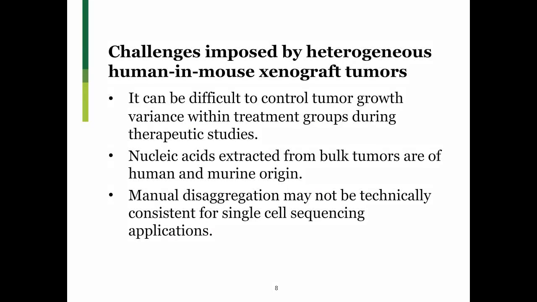And this imposes several challenges. One is that it can be difficult to control the tumor growth variance within treatment groups during therapeutic studies. You can have some tumors that grow faster or slower. Another problem with having admixed mouse and human cells is that the nucleic acids that you extract from a bulk tumor are actually both human and mouse origin, and I'll show you that the murine component can actually make up a very significant fraction of the nucleic acids that you extract.